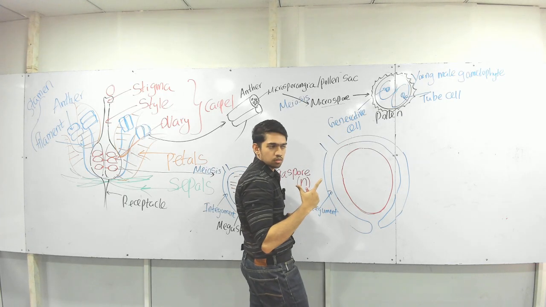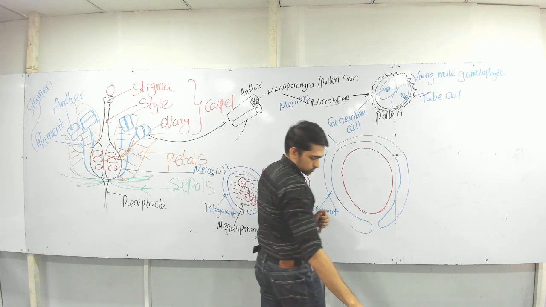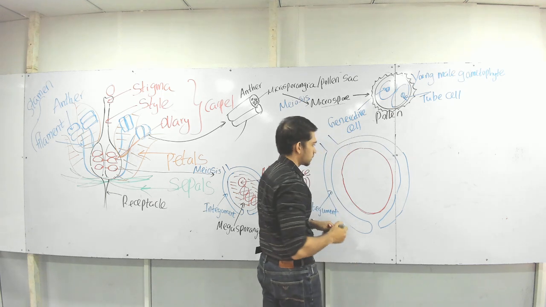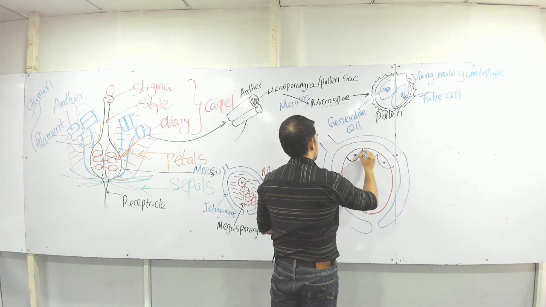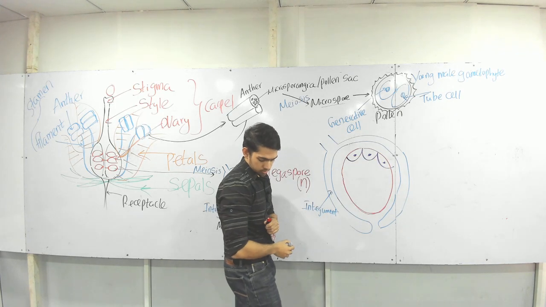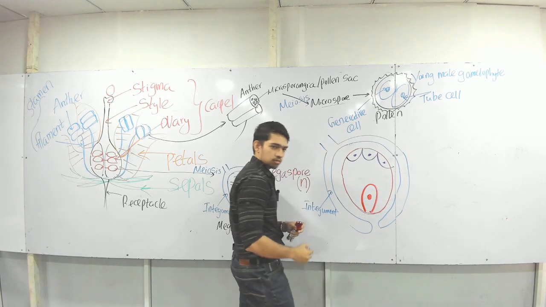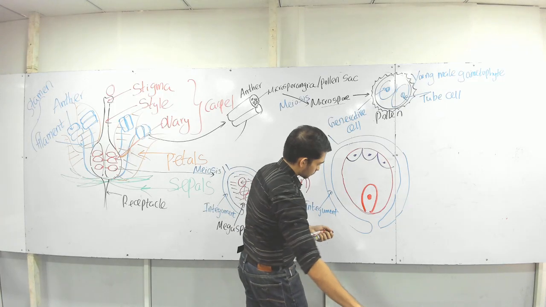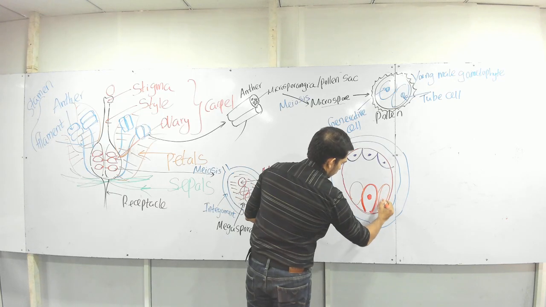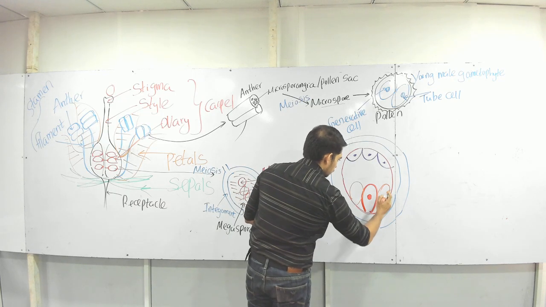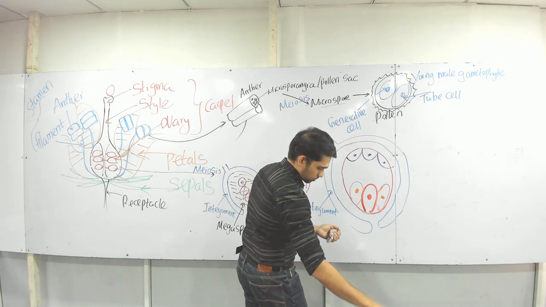Only 7 cells. Right? What are the 7 cells? You need to know all the 7 cells. There are 3 antipodal cells, 3 antipodal cells. Then 1 egg cell. Okay. Then there are 2 cells we call synergids, one on each side. Synergids, and at the center this is one whole cell.